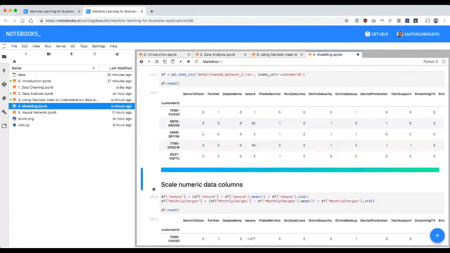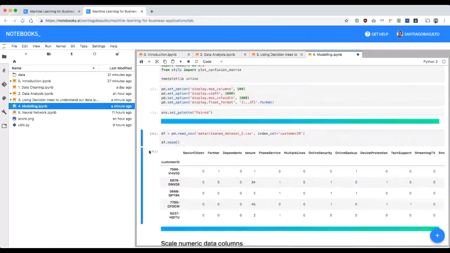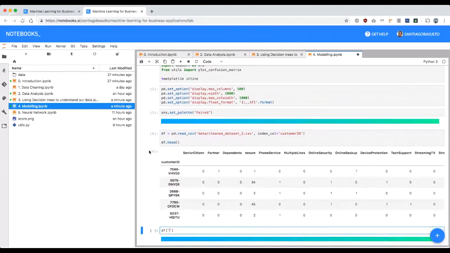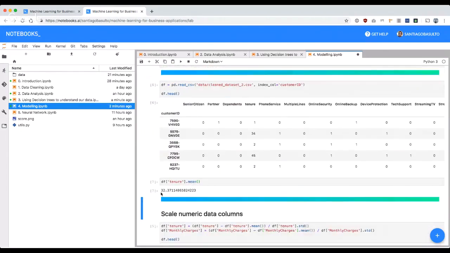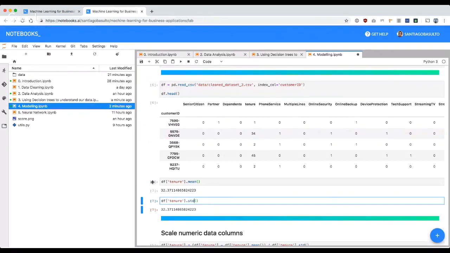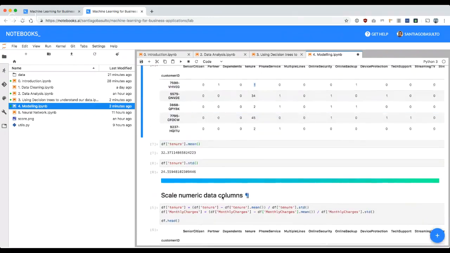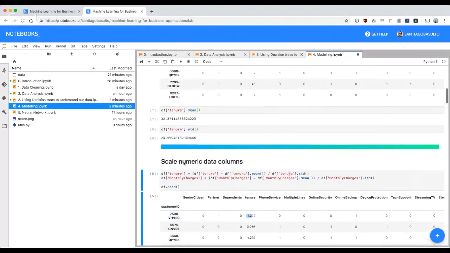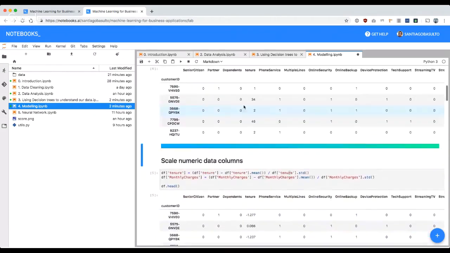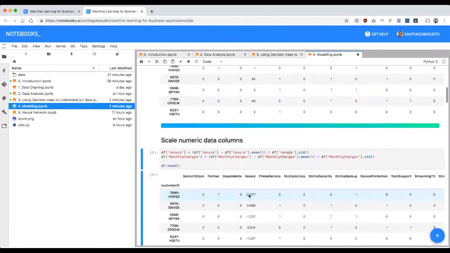We're going to see that, for example, the mean of something, let me actually write this again, df at tenure.mean, we read that it is 32. And the standard deviation is 24. So this one, subtracted by the mean and then divided by the standard deviation is going to give you -1.27. So that value that was 1 before now becomes -1.27.